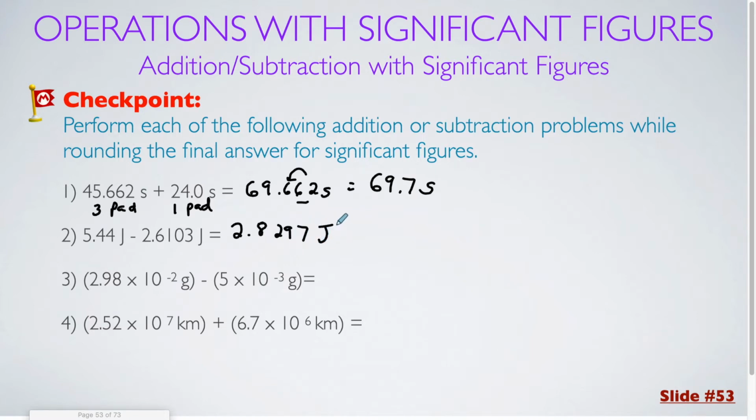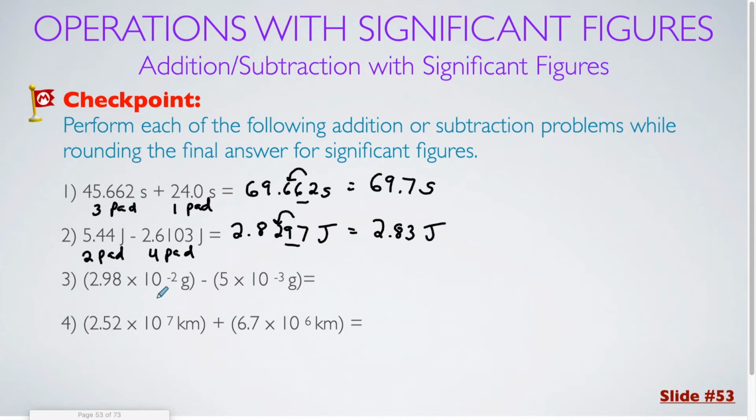For number 2, we're going to subtract these two values, and my long answer is 2.8297 joules. But if I look back to my original numbers, this had 2 places after decimal, and this had 4 places after decimal. I have to round based on the least precise, so 2. That means I can keep the 8, I can keep the 2, but that's as far as I can go. So I go 1 past, it looks like the 9 is going to round up that 2. So I end up with 2.83 joules.